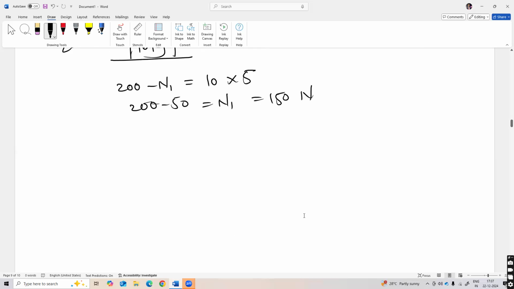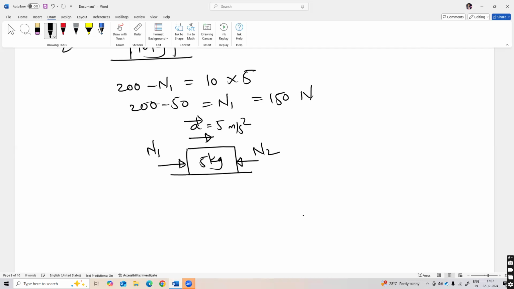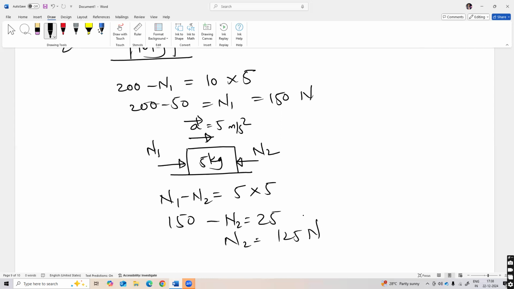Now we'll consider the second mass, which is 5 kg from the left hand side. Here N1 is coming from the leftmost block and N2 is coming from the right block, and it is also moving with acceleration of 5 meter per second square. Similarly we write net force, that is N1 minus N2 equal to M into acceleration, 5 into 5. Here N1 is 150 Newton, so 150 minus N2 is equal to 25, and therefore N2 is equal to 125 Newton.